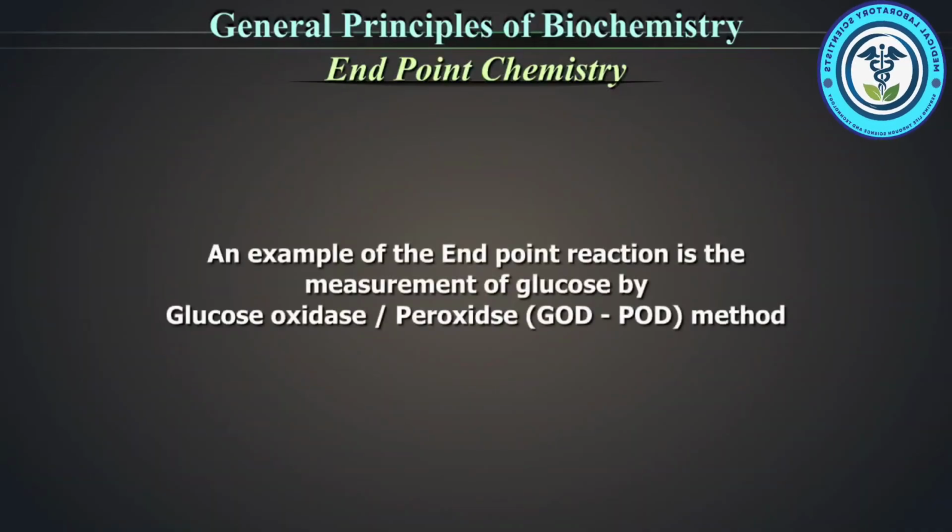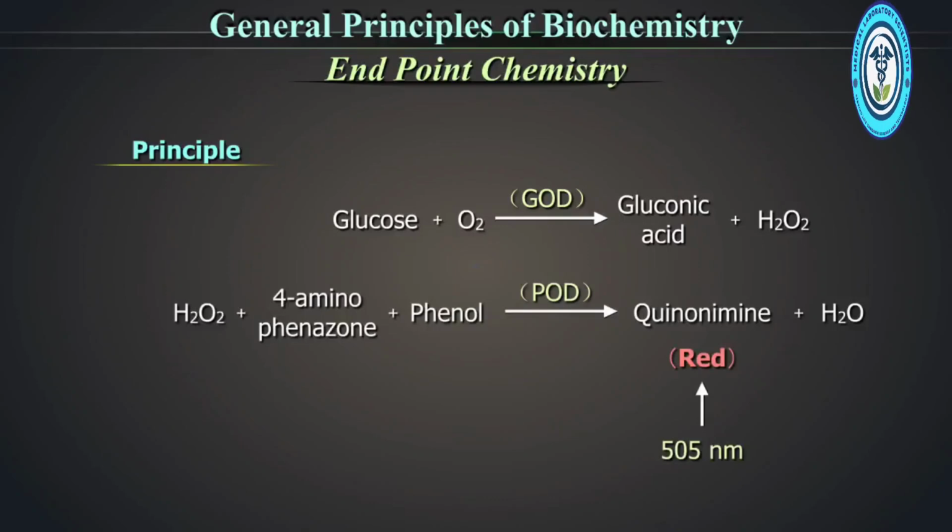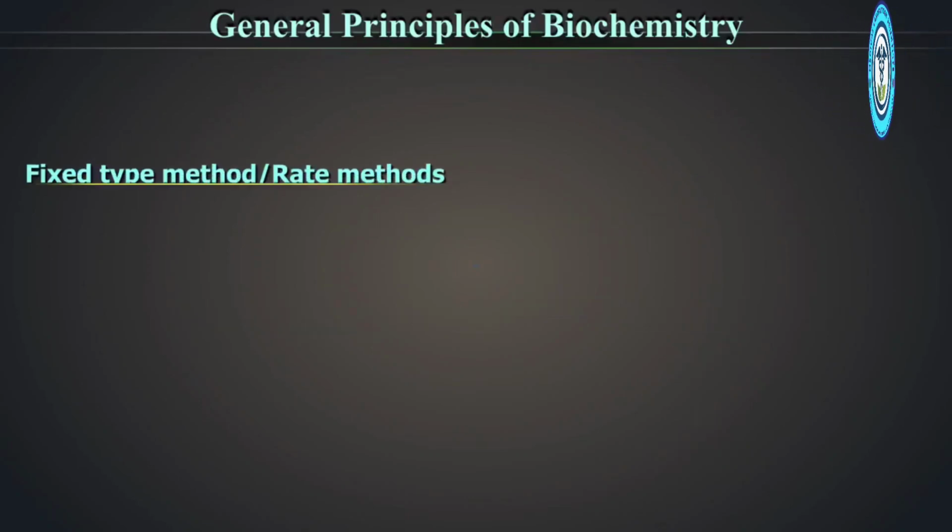An example of the endpoint reaction is the measurement of glucose by the glucose oxidase peroxidase, GOD-POD method. Glucose is oxidized into a red-colored compound. The intensity of the red-colored compound is proportional to the glucose concentration and is measured at 505 nanometers, which is within 490 to 530 nanometers.